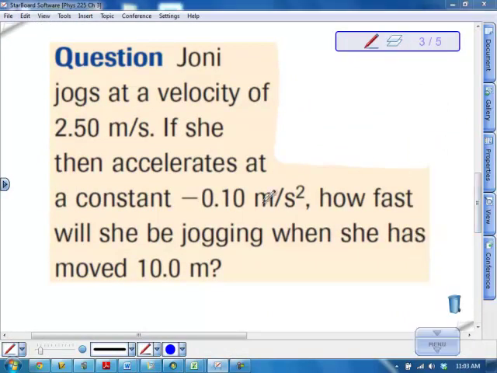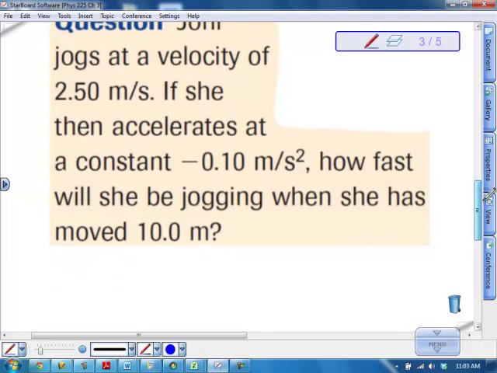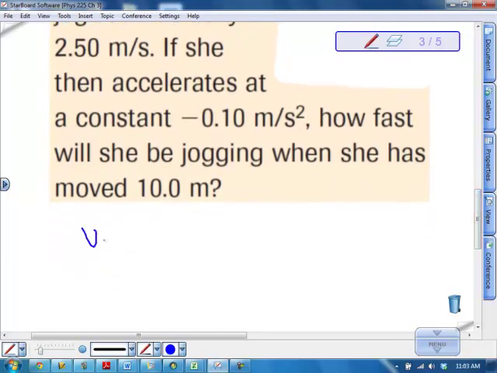All right, let's solve a problem now. Let's say that Joni jogs at a velocity of 2.5 meters per second. If she then accelerates at a constant -0.1 meters per second squared, how fast will she be jogging when she has moved 10 meters? What I do to solve these problems is write down everything that I'm given.